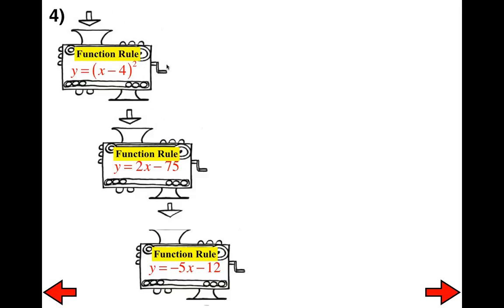Okay, so now what I want you to do is you're going to try number 4 all on your own. So you're going to go ahead and use the function machine about 3 times to get your final answer. The first piece of information you're going to need to know is your input. In this case, your input is x equals negative 2. So go ahead, pause the video, and see how well you do. Okay, so we're back. Let's see how you did.